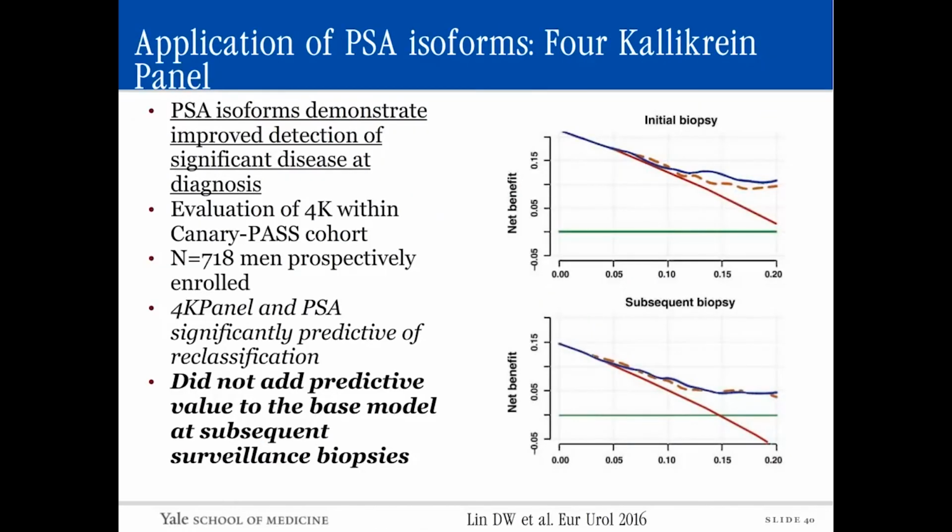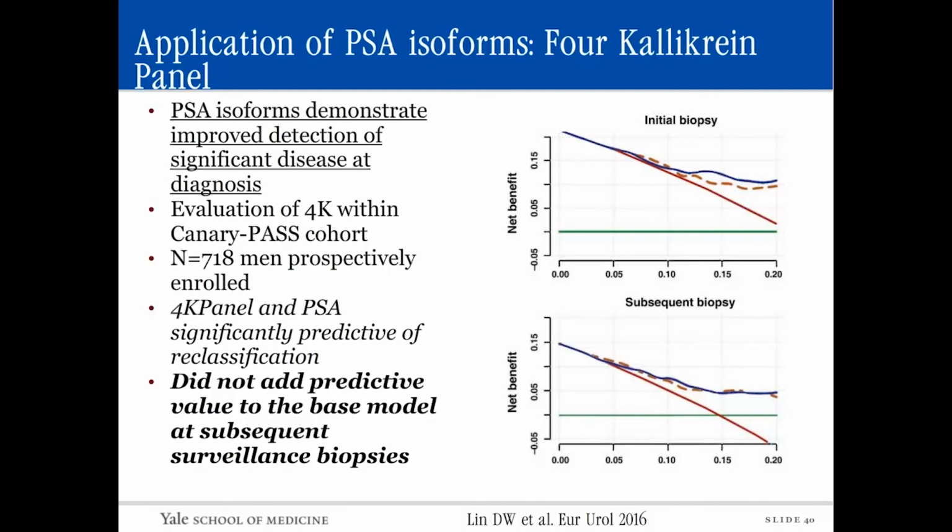We heard an excellent overview of some of the novel PSA isoforms yesterday by Dr. Stone, and there was a great question yesterday about whether we should integrate those new isoforms in surveillance, and do they predict outcome? This is data just published from Dan Lin in the Canary PASS cohort, looking at the predictive ability of the 4 kallikrein panel among patients on surveillance.